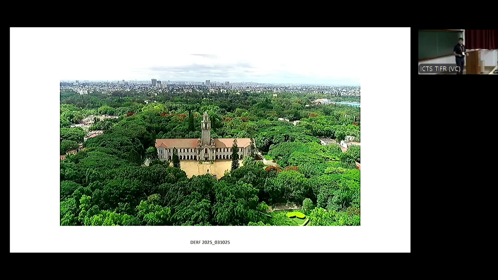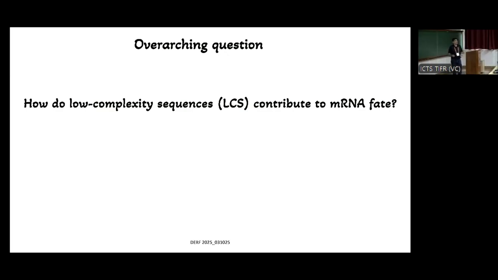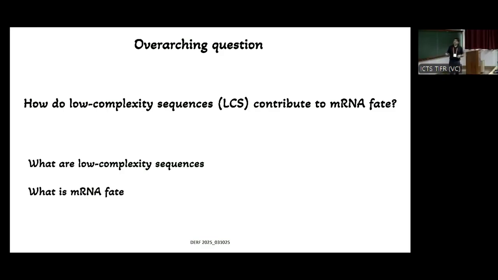All right, before I jump into telling you the details of that non-canonical role of the arginine methyltransferase, I'll take a few minutes to tell you what it is that we are excited about in general. What is it that we have been trying to do for the past 12 years since we set up the lab? So the overarching question in the laboratory is, how do low complexity sequences contribute to mRNA fate? And some of you might be thinking about two questions: what are low complexity sequences, and what do I mean by mRNA fate? So let me take you through that.